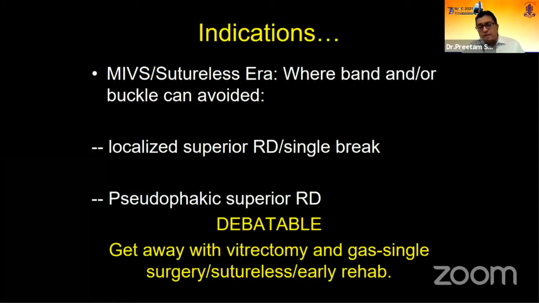So this debate could be endless. It could go for hours together, because you could be debating between a buckle and a vitrectomy. In fact, we have a talk on that later on in this course. But the take on this is, if you can get away with a sutureless vitrectomy, maybe with a gas, because gas means it's a single surgery, you don't have to remove the gas, and early rehabilitation, then maybe that could score above a scleral buckling in such situations.